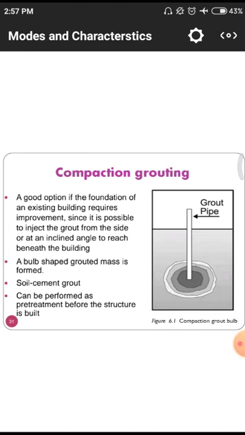So beneath the construction of a structure, we have to observe what our soil condition is, and how we have to assess these voids by using these ground improvement techniques. All those things we have to observe.